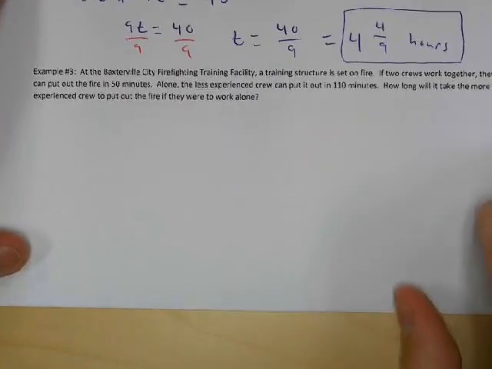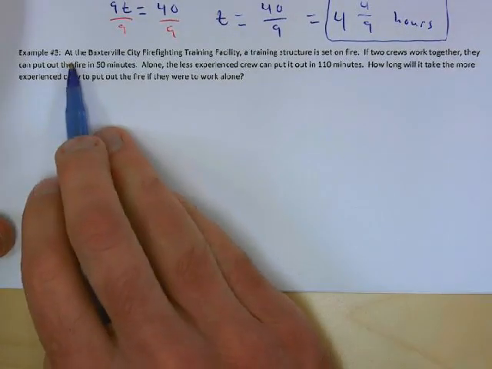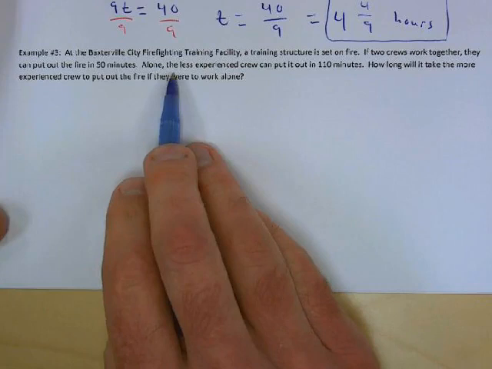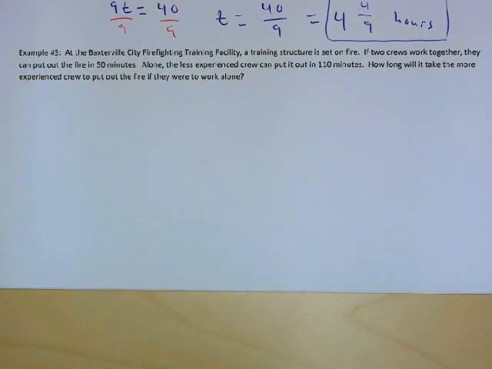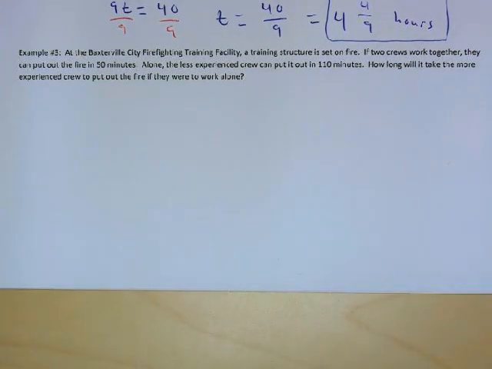All right, next example, number 3. It says, at the Baxterville City Fire Training Facility, a training structure is set on fire. If 2 crews work together, they can put out the fire in 50 minutes. Alone, the less experienced crew can put out the fire in 110 minutes. How long will it take the more experienced crew to put out the fire if they were to work alone?